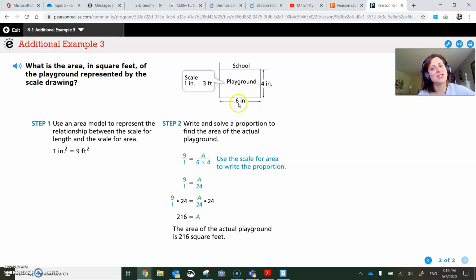So you can't just do 6 times 4 is 24 and multiply that by 3. You have to multiply it by 9 because that's how many square feet you would find in that area that is 3 feet by 3 feet. Okay, confusing, isn't it? Hopefully that helps.